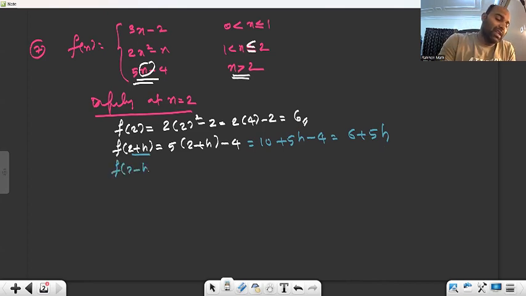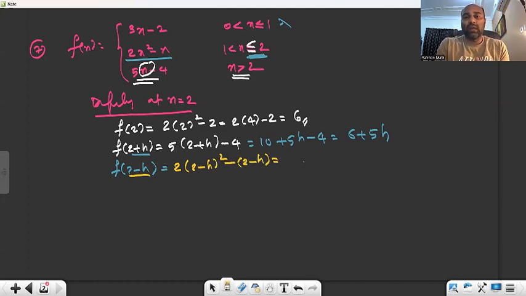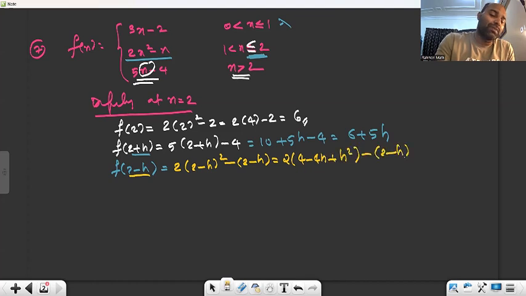F of 2 minus h, this everything we need for finding the differentiability. F of 2 minus h means smaller than 2. Smaller than 2 is coming here, not here. Smaller than 2 is down. The function is 2x square minus x, so there you replace x with 2 minus h: 2 into 2 minus h whole square minus 2 minus h. Wherever x is there, I replace it by 2 minus h. Then simplify: 4 minus 4h plus h square, minus of 2 minus h. The simplification will give 8 minus 8h plus 2h square minus 2 plus h.